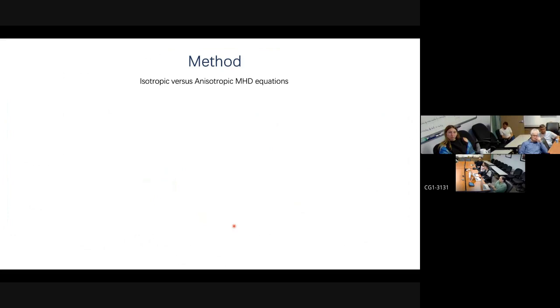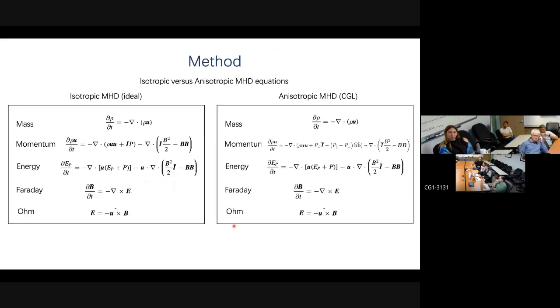So, isotropic versus anisotropic MHD equations. The basic idea of both sets of equations is the same. They both solve the mass, momentum, and energy equations as well as the Maxwell equations. The main difference is that the pressure term in the ideal MHD is just a scalar P times the identity matrix, while in the anisotropic MHD, the pressure tensor needs to account for the pressure difference between two components as well as the magnetic field direction. Also, we can see the anisotropic system requires two additional entropy equations for solving the pressures.